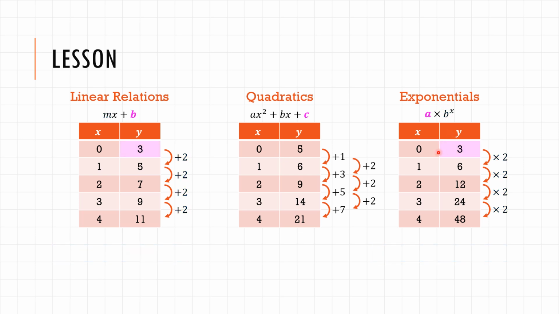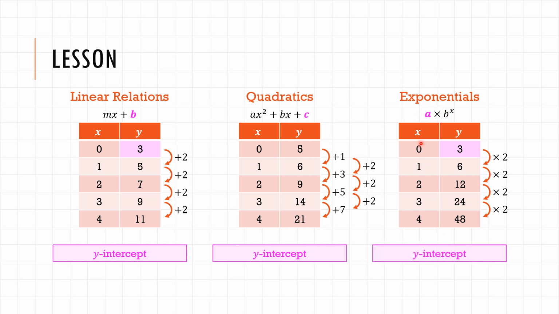The other part that you can pick out quite easily is the y-intercept. The y-intercept for linear relations is just the constant at the end, and that's true also for quadratics. For exponentials, because there is no constant at the end, instead there is a constant that we are multiplying by, that ends up being the y-intercept. Because when x is 0, b to the power of 0 would just be 1. And 1 times a is just a.